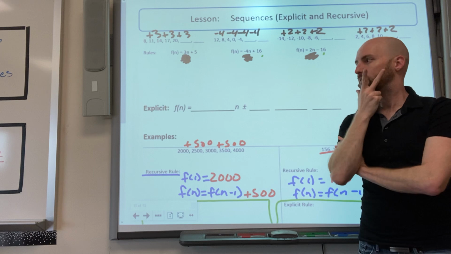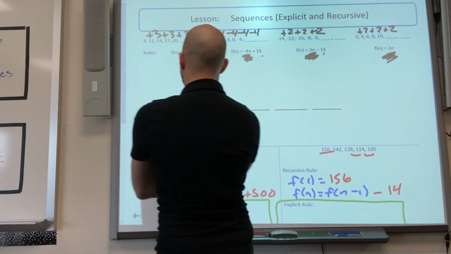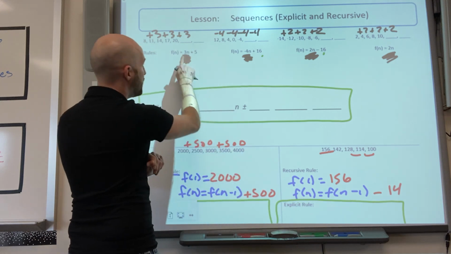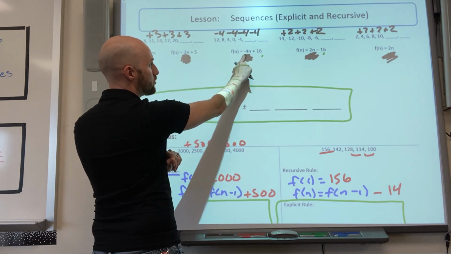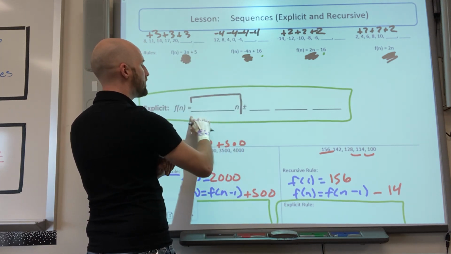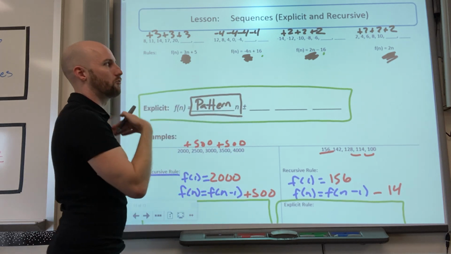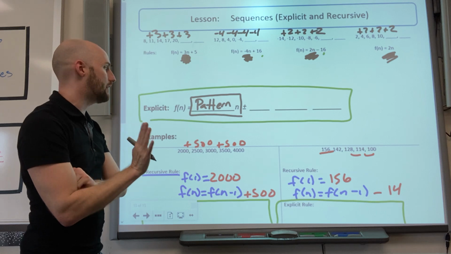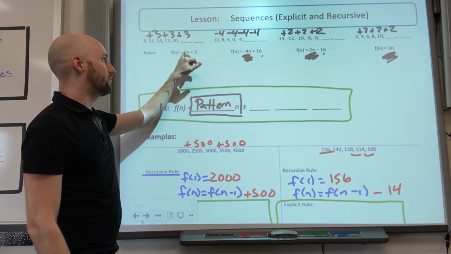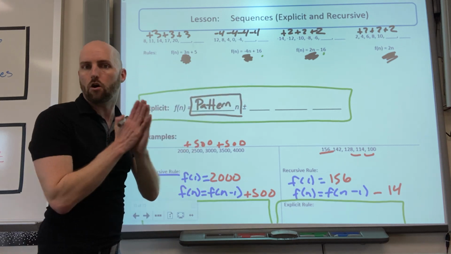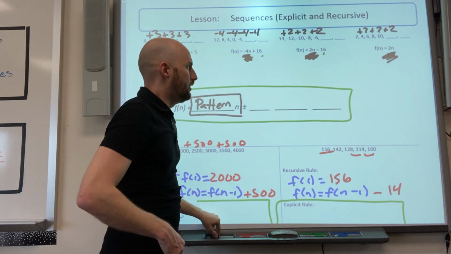So it looks like for explicit, the number with the N, que el número con la N, esta parte, is the pattern. Okay, eso es el patrón, que está sumando o restando cualquier cantidad, viene con la letra. So that whatever it is adding or subtracting, we put with the X. Okay, very good.